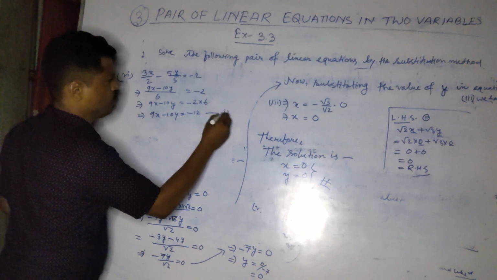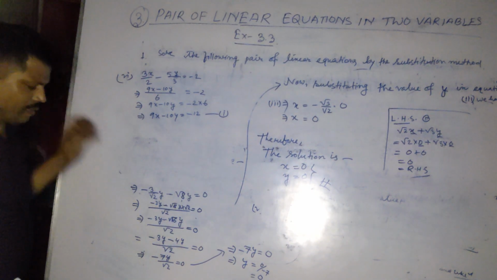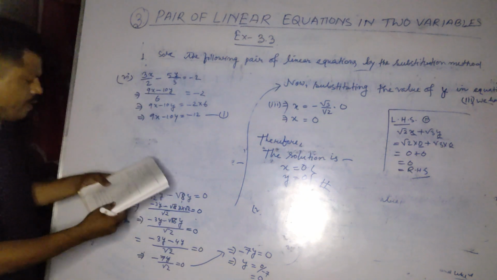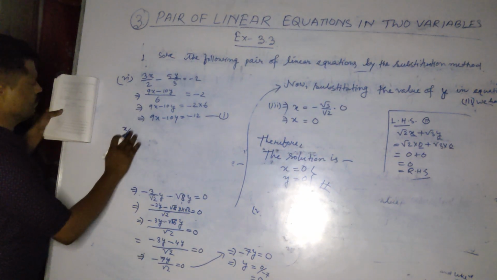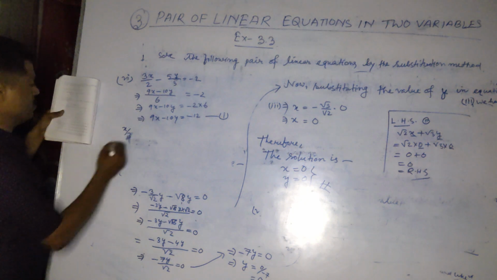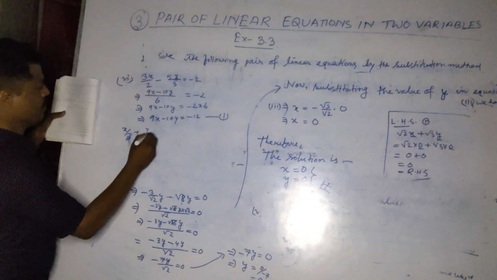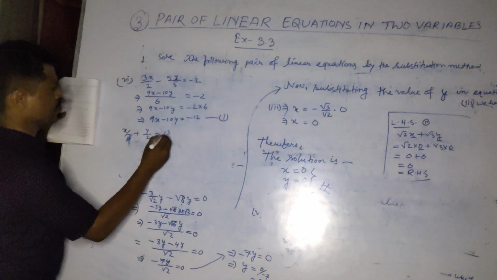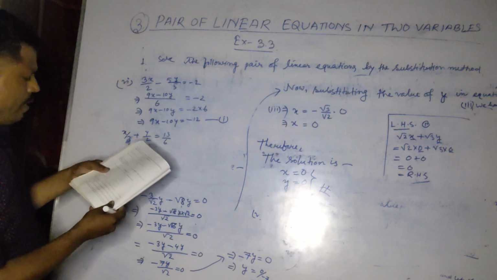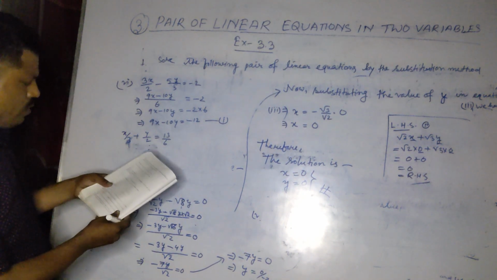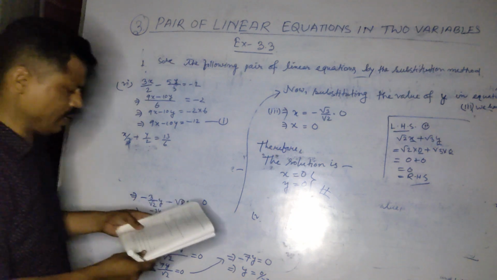This is equation 1. And another one has x by 3 plus y by 2 is equal to 13 by 6. Okay, this one: x by 3 plus y by 2 is equal to 13 by 6.